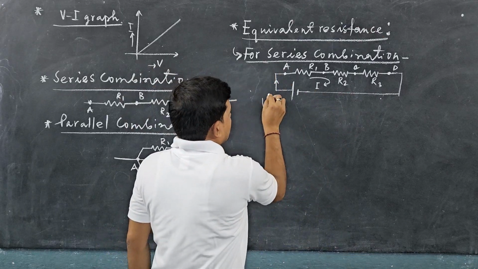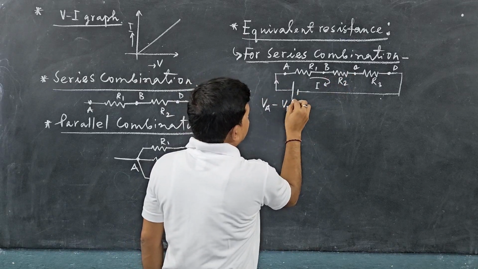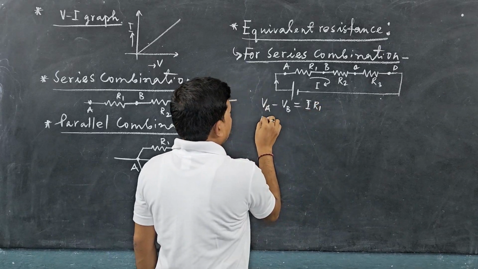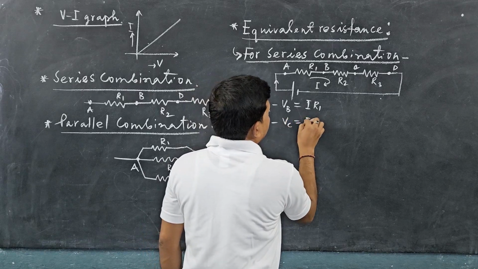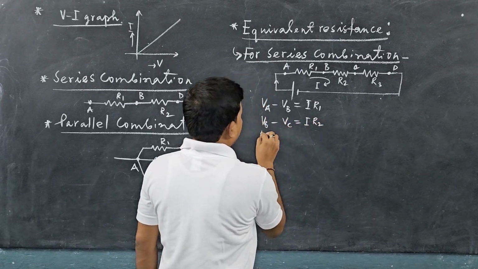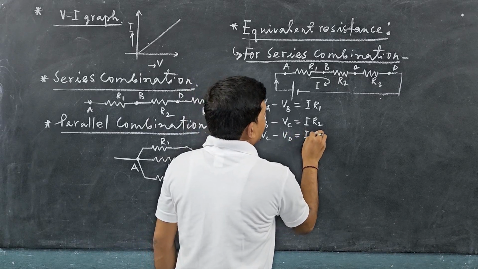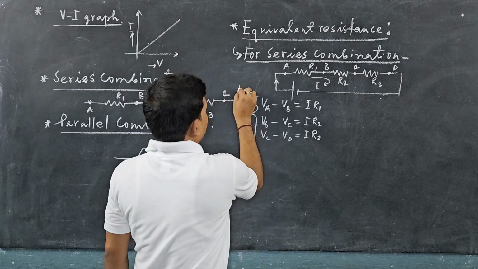So for this resistor, as the electric current flows from A to B, VA minus VB is equal to I R1. Similarly, VB minus VC is equal to I R2, and VC minus VD is equal to I R3. These are written by using Ohm's law.